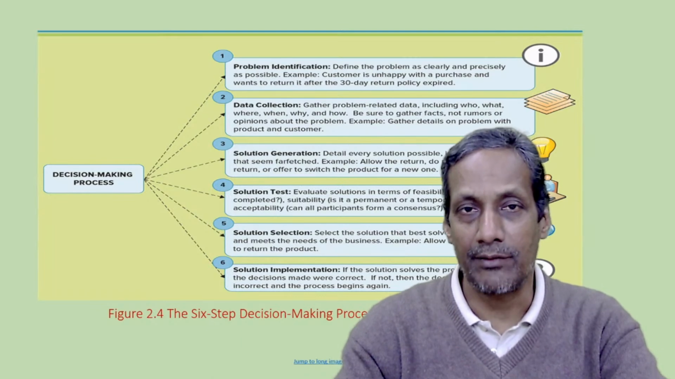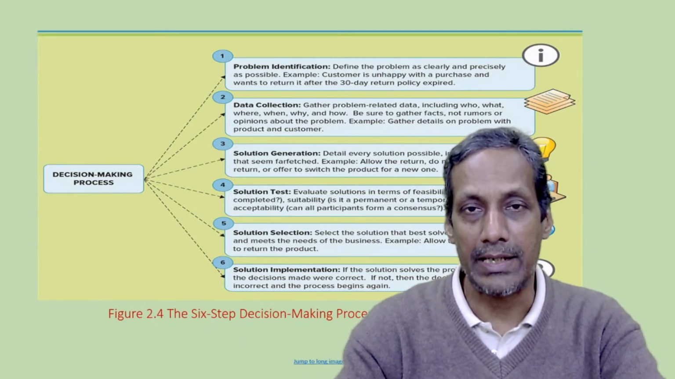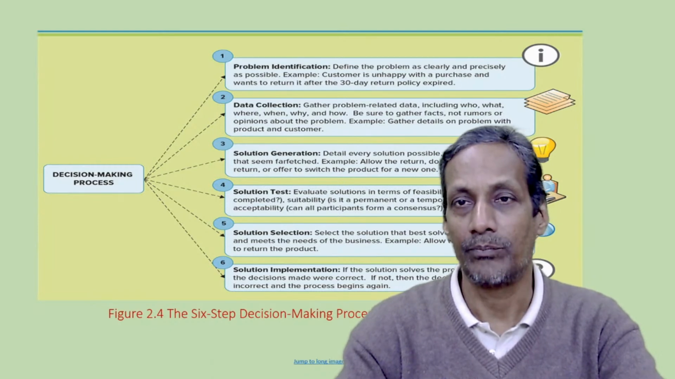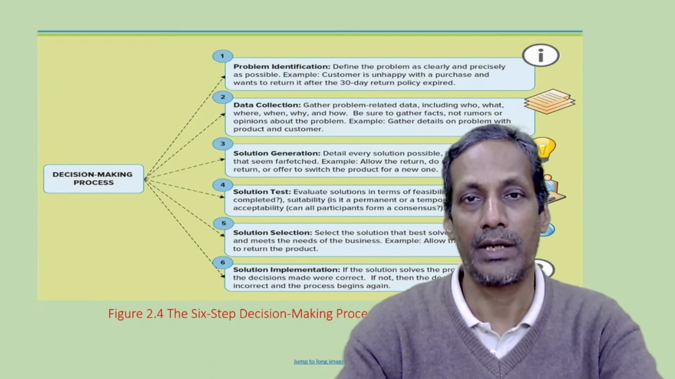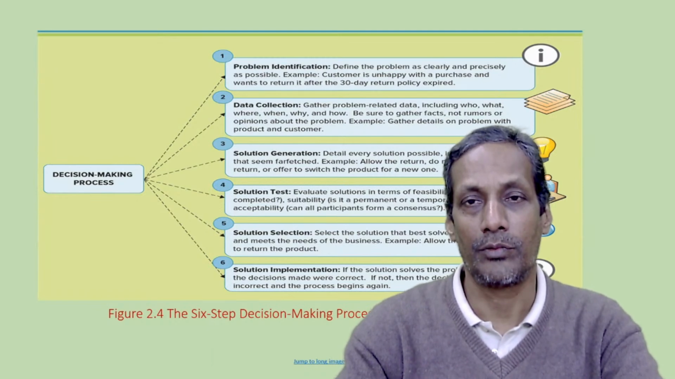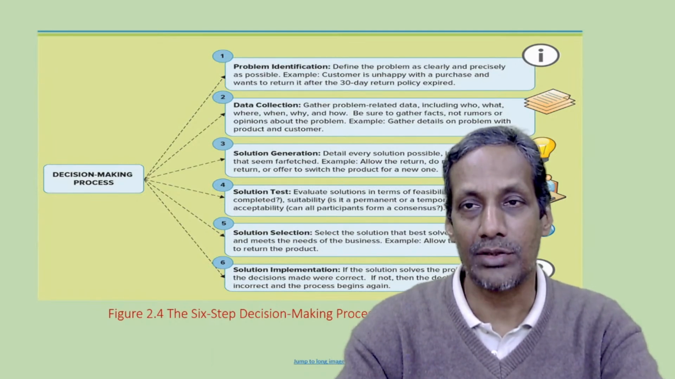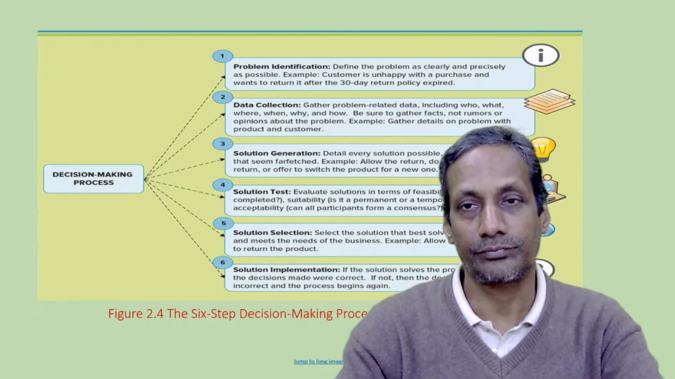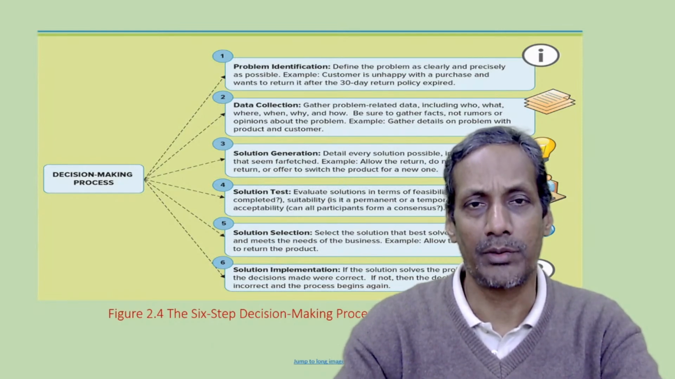Decision making, the second phase is data collection. For the identified problem, we gather problem related data, including who, what, where, when, why, and how. We should be sure to gather facts, not rumors or opinions about the problem. So we gather details on the problem with the product and the customer.